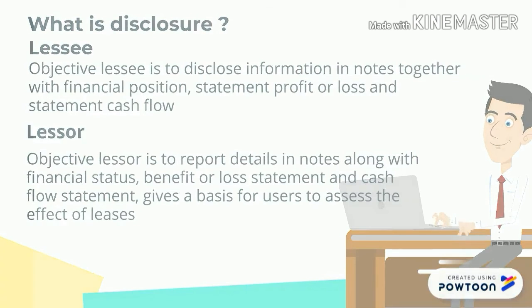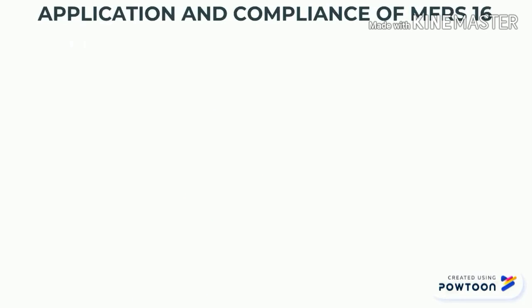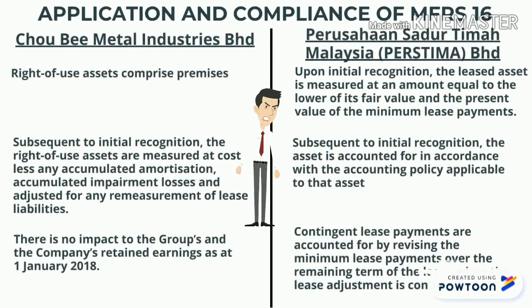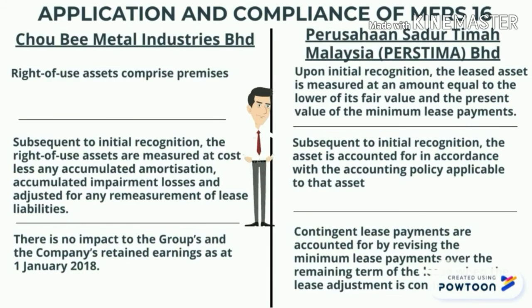Now, we have Chow B Metal Industries Berhad with Perusahaan Sadur Timah Malaysia and Peristiwa Berhad for application and compliance of MFRS 16. Firstly, Chow B Metal Industry Berhad have right-of-use asset comprising premises, while Peristiwa, upon initial recognition, the lease asset is measured at an amount equal to the lower of its fair value and the present value of the minimum lease payments.